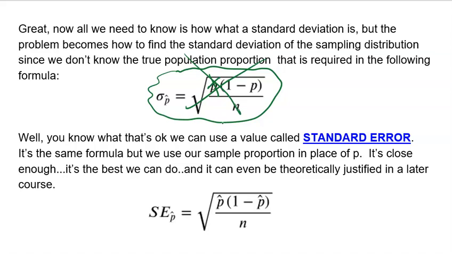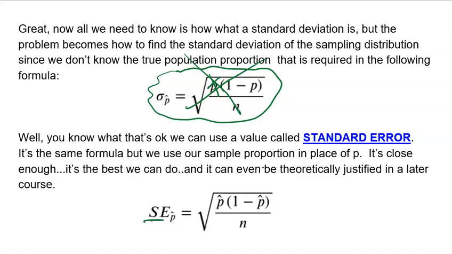Okay, so we have to create a brand new value called standard error. Don't let the word error have any negative connotation to it, please. It doesn't mean that there's a mistake. It's just called standard error. In fact, we don't even have a symbol for standard error. We just use SE as an abbreviation for standard error.